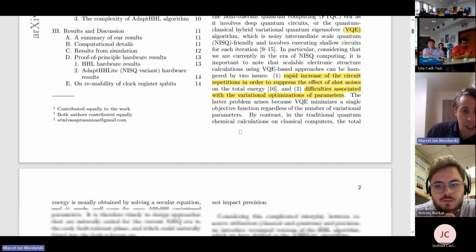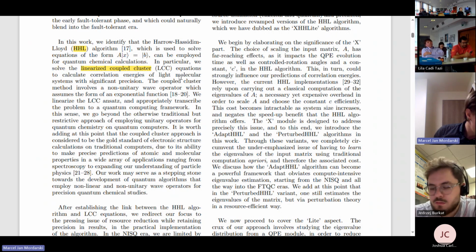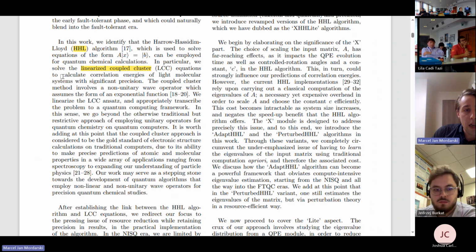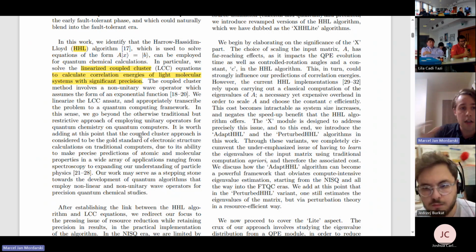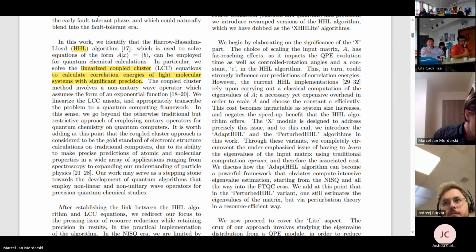And what they suggest is the application of the HHL algorithm to the problem of solving the equations describing linearized coupled cluster. And in this particular paper, they're concerned with the calculation of correlation energies of some light molecular systems, such as the ones reported in the paper.